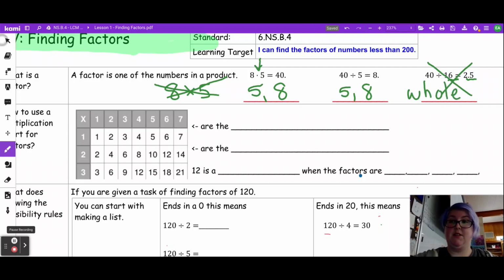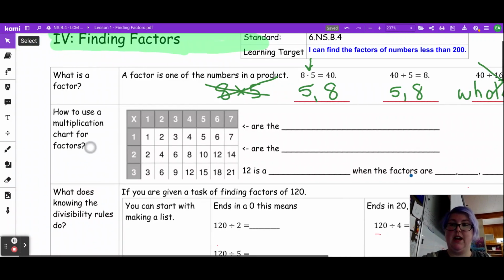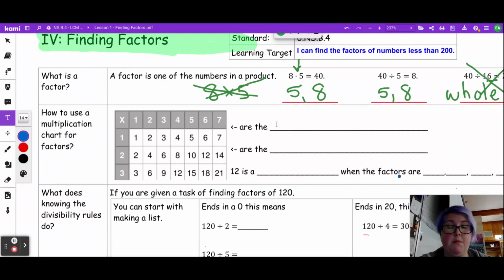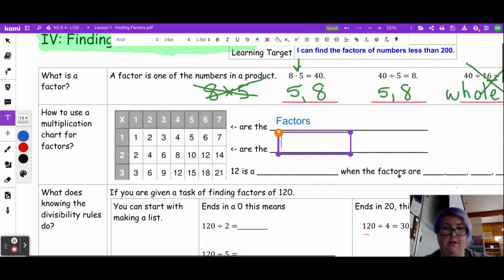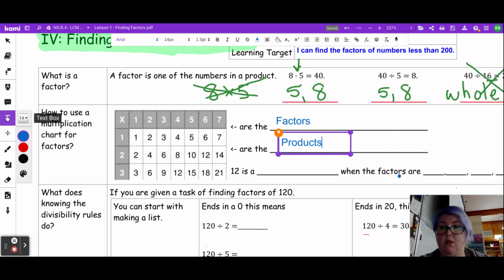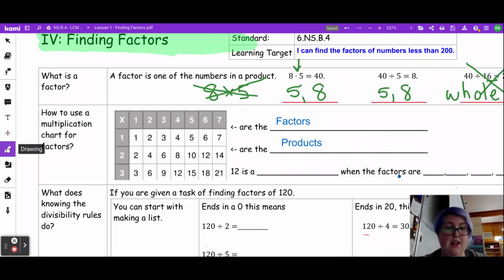All right. So now the next thing on our notes, how to use a multiplication chart for factors. Numbers along the top and the side are the factors. And the numbers that are in your multiplication chart are the products. So if we look at it, we can say that 12 is a product. So 12 right here is a P for product when your factors are 3 and 4.